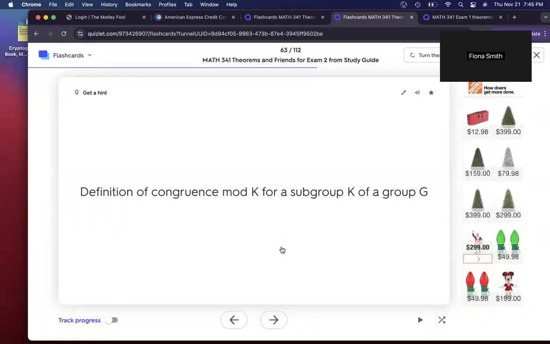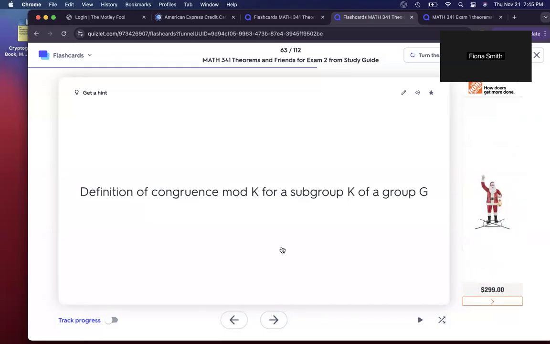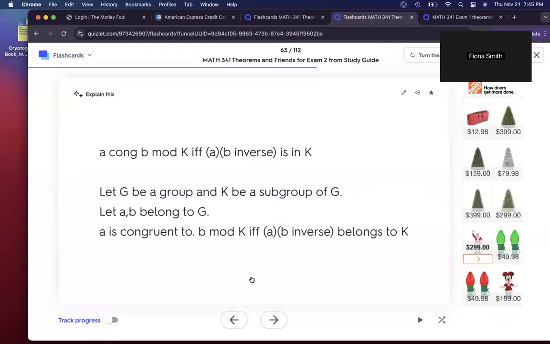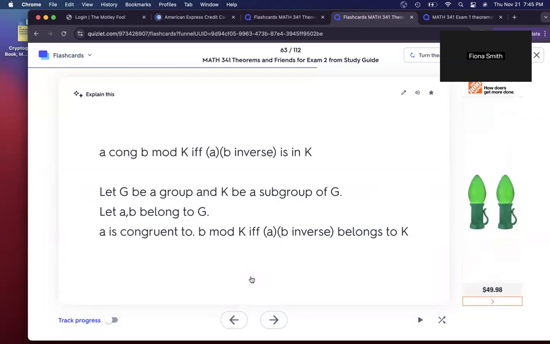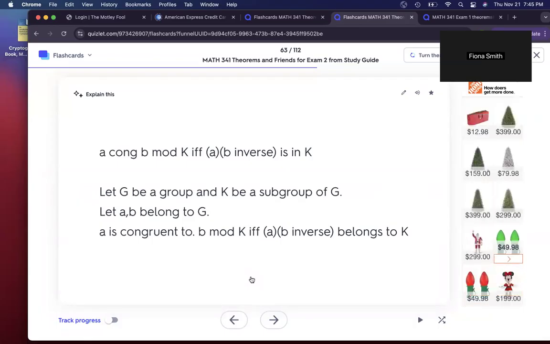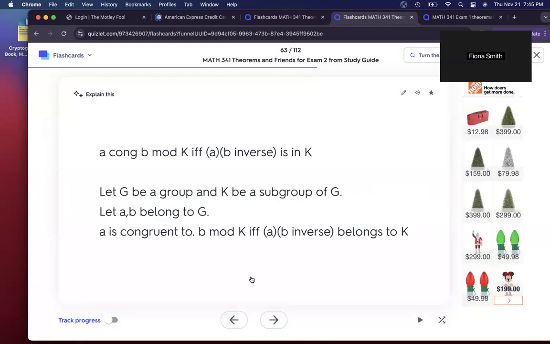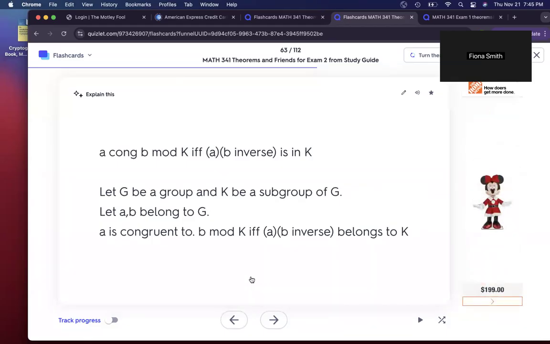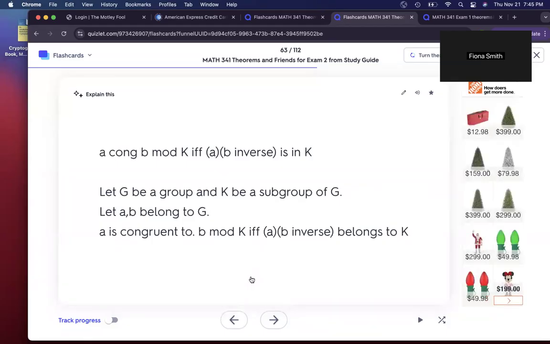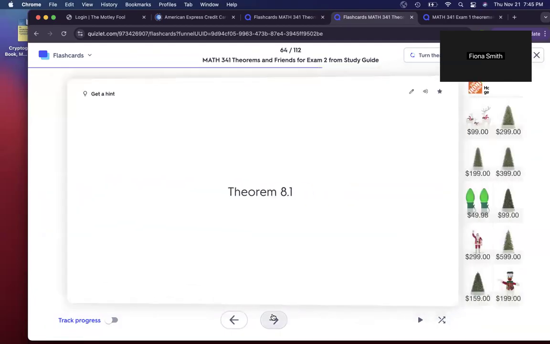Definition of congruence mod K for a subgroup K of a group G. We can say a is congruent to b mod K if and only if ab inverse is in K. So basically, in proof form, let G be a group and let K be a subgroup of G, and let a, b belong to G. So a is congruent to b mod K if and only if ab inverse is in K.